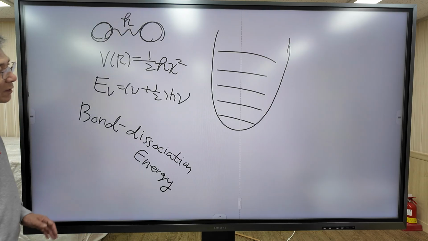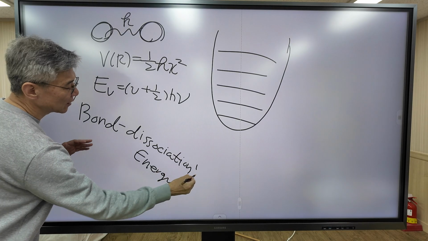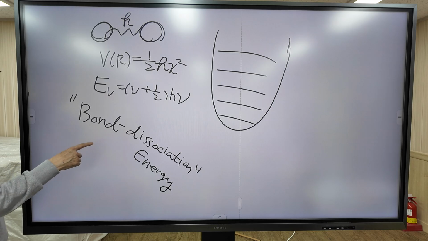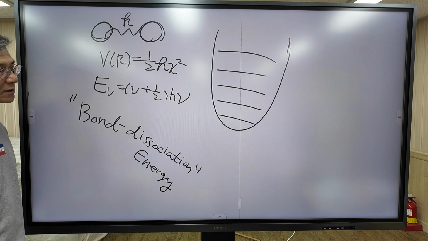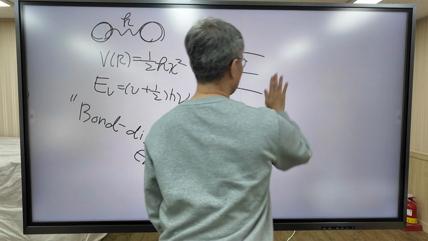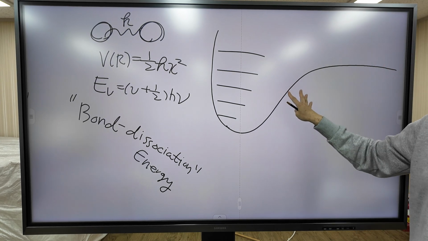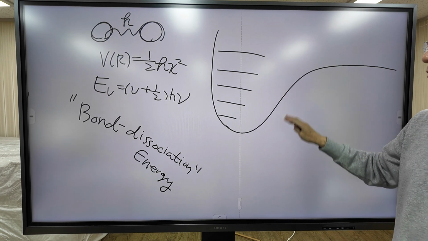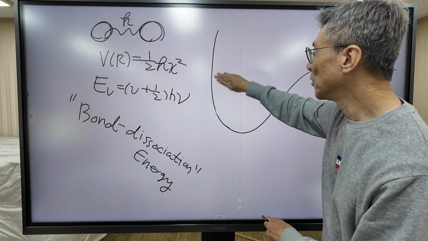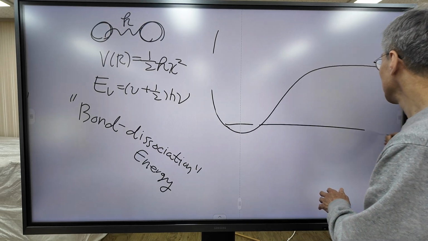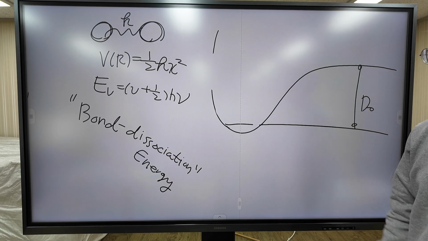So the harmonic oscillator model cannot explain bond dissociation energy too. To explain bond dissociation energy, this potential must be modified to an anharmonic potential. In the anharmonic potential, this part levels off, flattens out. This is the real potential of our molecule. So in this case, we can define bond dissociation energy from here to here. This is the bond dissociation energy.